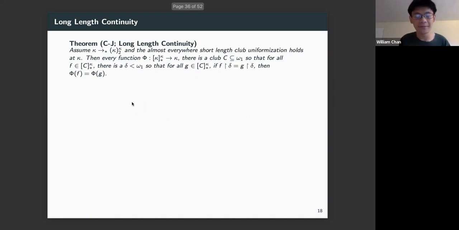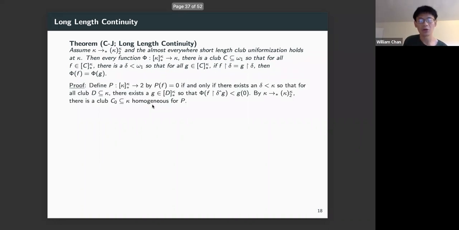So note that this is the natural familiar notion of continuity given from topology, right? I guess if you put the discrete topology on kappa and you put the topology on kappa to the kappa generated by bases that extend bounded sequences, this is the almost version of continuity with respect to that topology. So let me say something about how club uniformization is used to prove this. The trickiest part of this argument is basically to show that a partition is homogeneous for the side we want it to be homogeneous for.